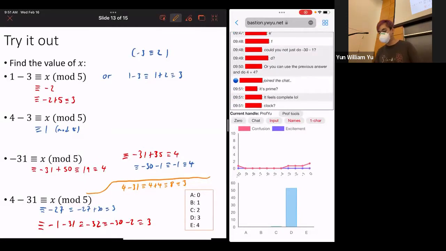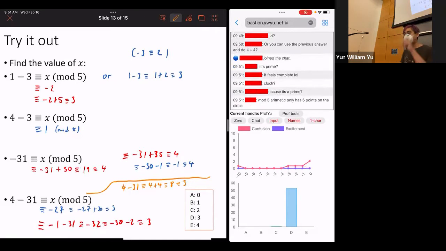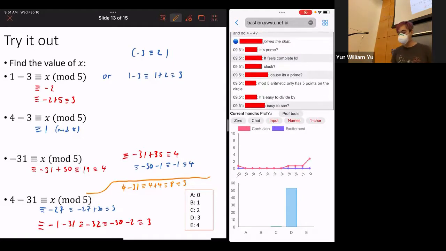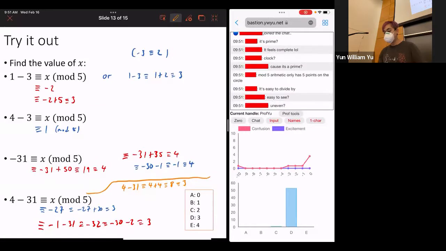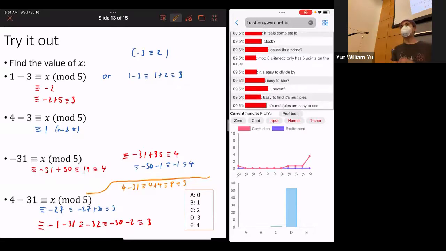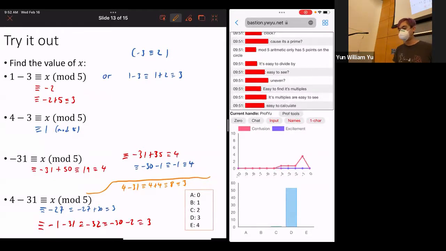It feels complete. It's prime. So primeness does have an effect eventually, but it actually doesn't do anything for addition and subtraction. Mod 5 arithmetic only has 5 points on a circle. Easy to divide by. Easy to see. Uneven. Okay, these are all very good points. It is easy to work with, and that does help a lot because it means I can do things like give you 400 quadrillion something and then tell you to divide by that, and you can do that relatively quickly.